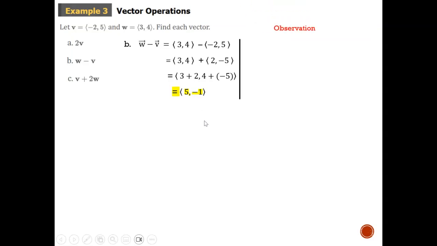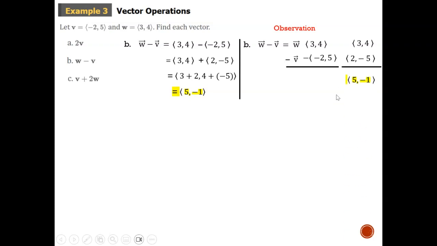Now, again, here's the observation. I'm going to put the W vector, which is 3, 4, then minus vector V. I'm going to continue here and change the signs on vector V, and then add them vertically. So it's going to give us 5, -1.